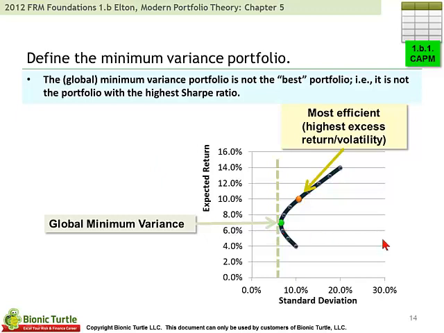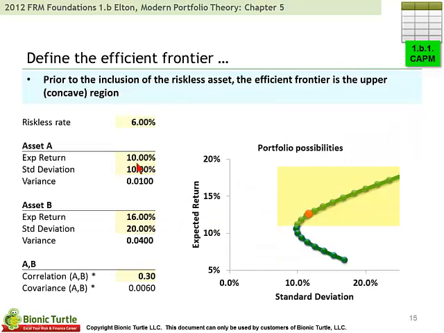such that there's a single point furthest to the left that Eldon calls the global minimum variance portfolio. See how it's global. The global indicates it's the one point. This will not be the most efficient portfolio. The most efficient portfolio will be somewhere up here. It will have the highest Sharpe ratio. And so we have the portfolio possibilities curve, where the efficient frontier is the upper region of that concave plot. Again, standard deviation in the x-axis.